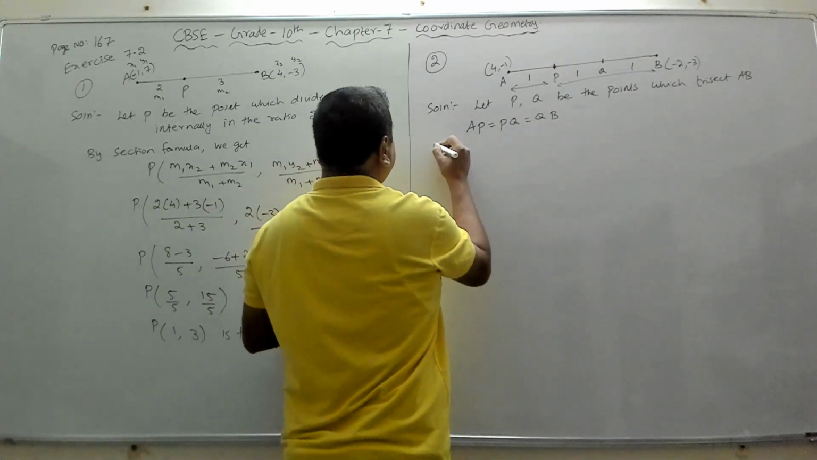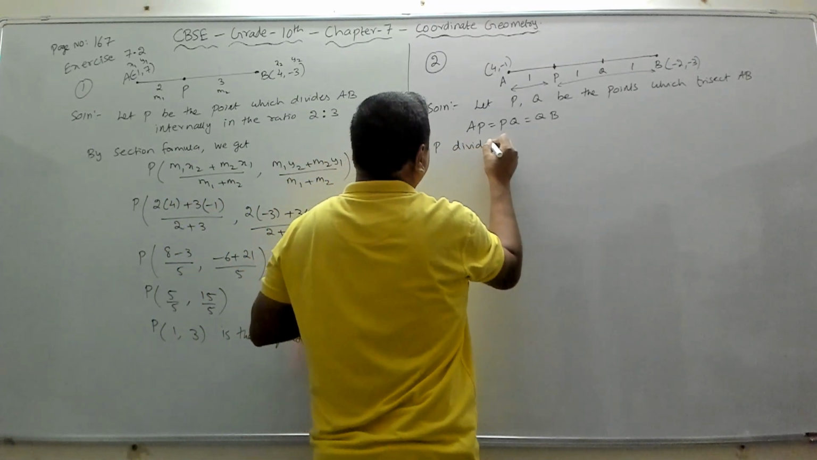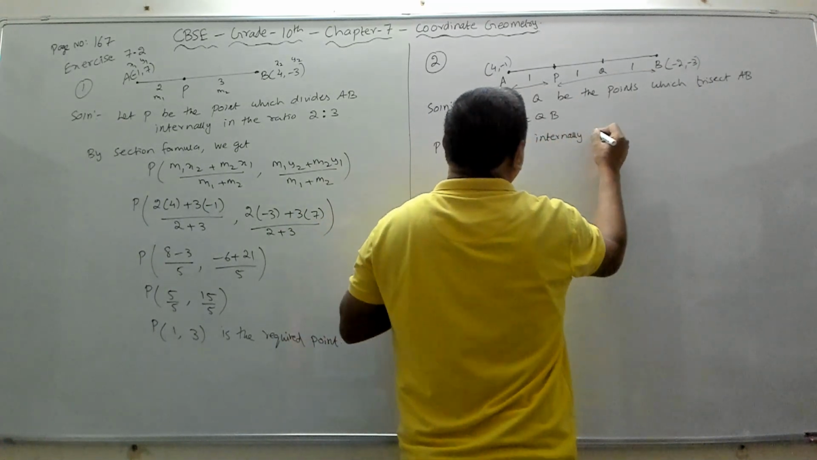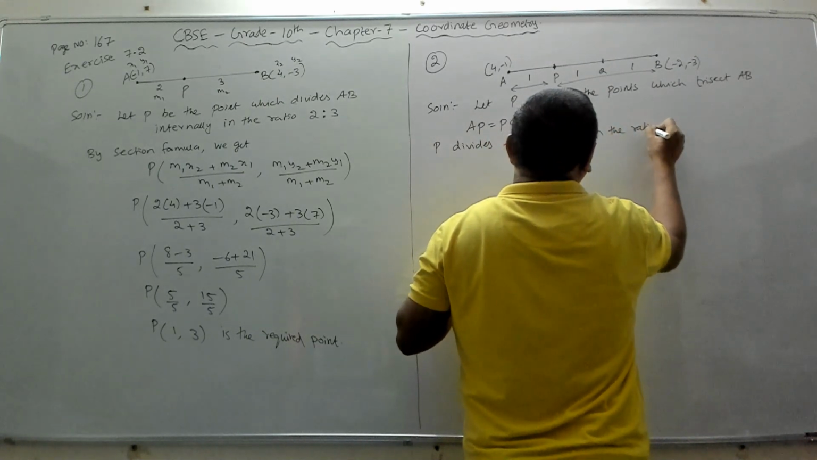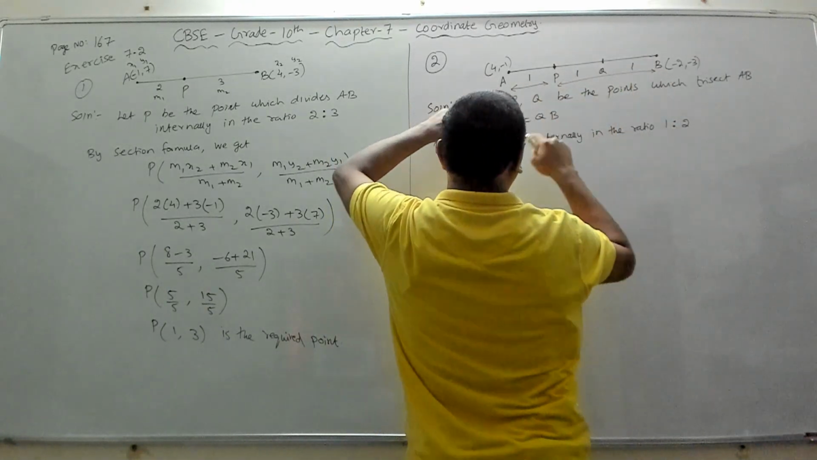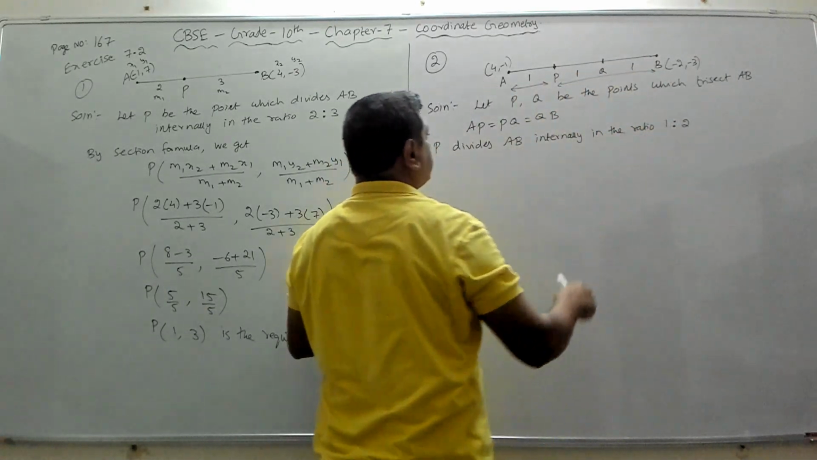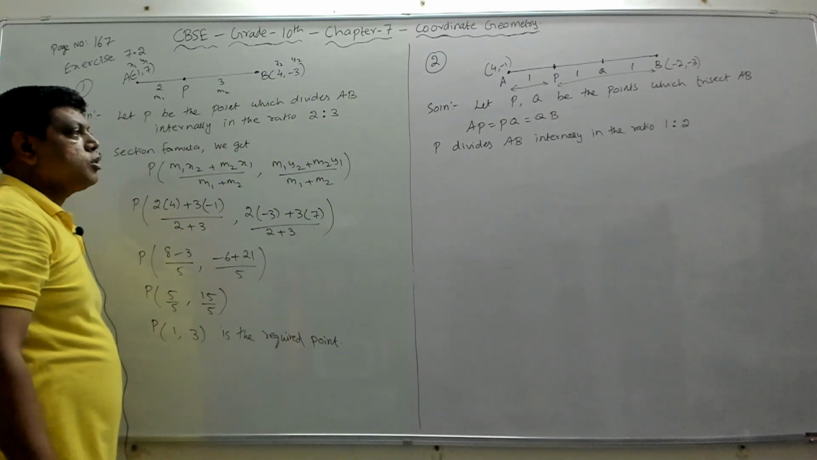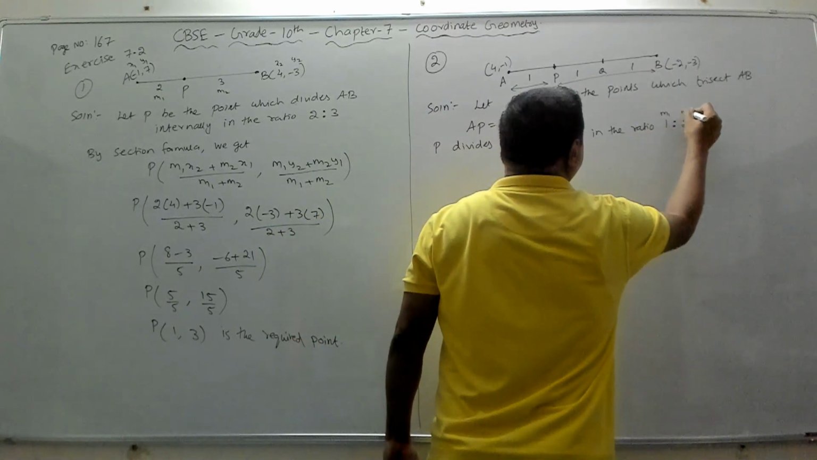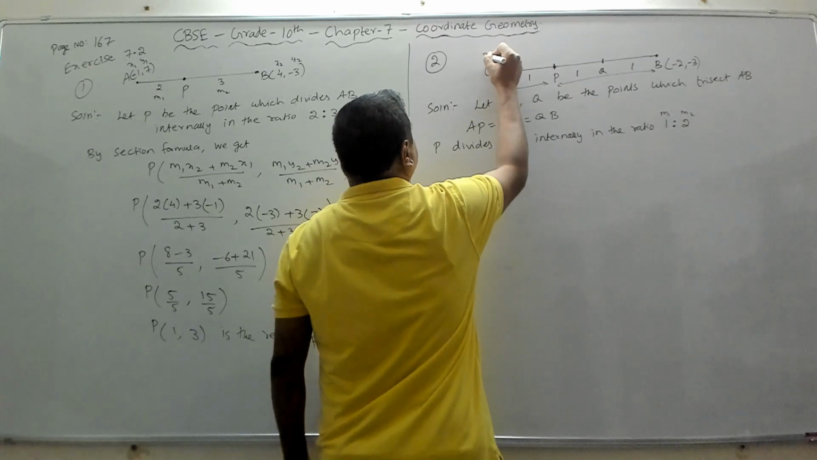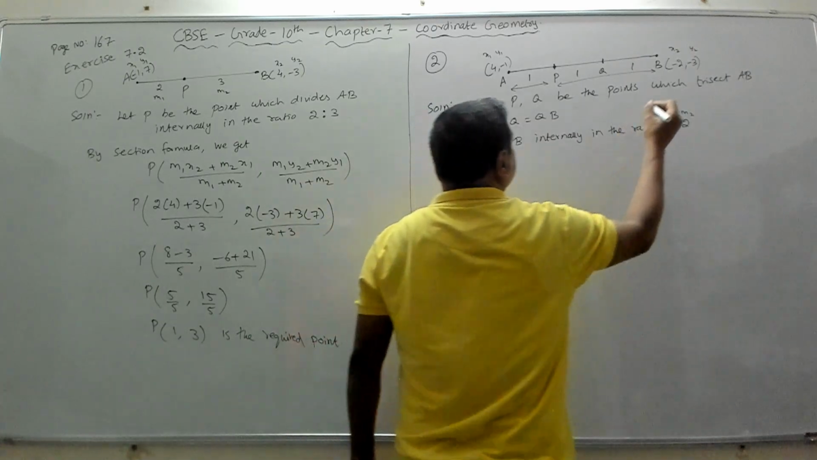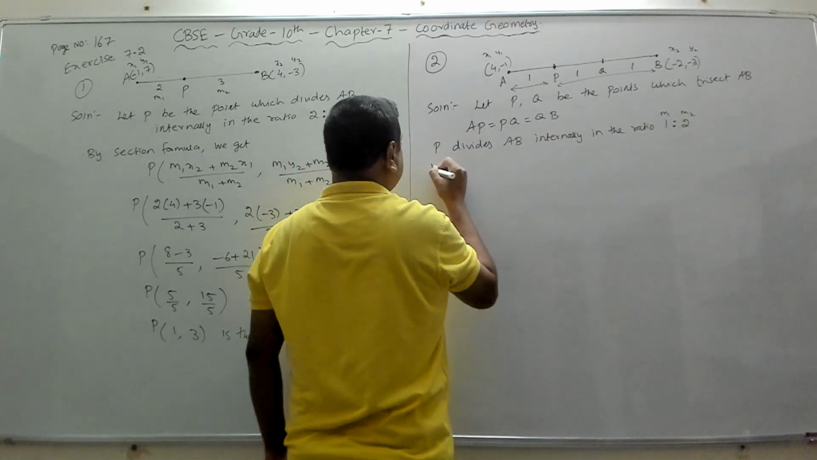Right? So we'll say P divides AB internally in the ratio 1:2. So this is 1, this is 2. P divides AB internally in the ratio 1:2. So by the section formula, this is your M1, this is your M2. And this is your X1, Y1. This is X2, Y2. Now by the section formula, what do we get?